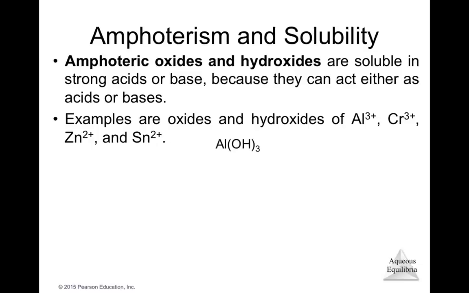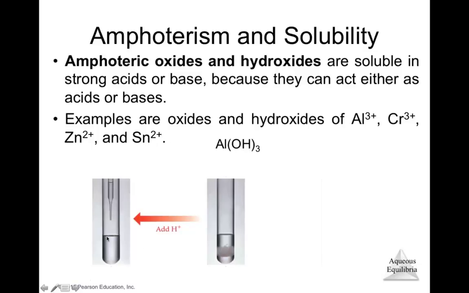Let's use the example of aluminum. We have aluminum hydroxide, and as you can see here it is insoluble. Now when we add acid to this system, it's completely soluble. As we can see here, we have aluminum and OH, and we add acid. What type of reaction do you think occurs between this amphoteric hydroxide and the acid? An acid-base reaction. Remember, the hydroxide is a base.